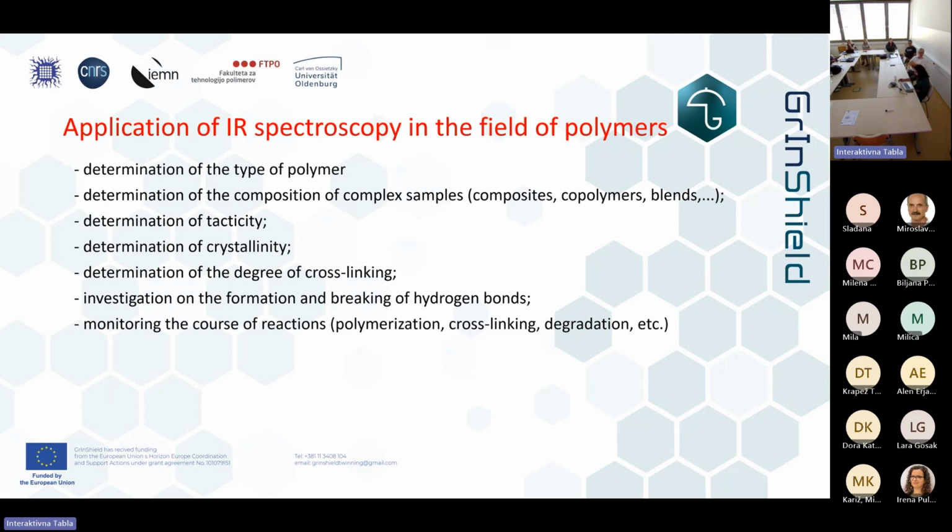We can determine also the degree of cross-linking. Then we investigate the breaking and formation of hydrogen bonds, what I explained before. And sometimes we can use it also for monitoring the course of reactions; polymerization or cross-linking we can follow in FTIR.